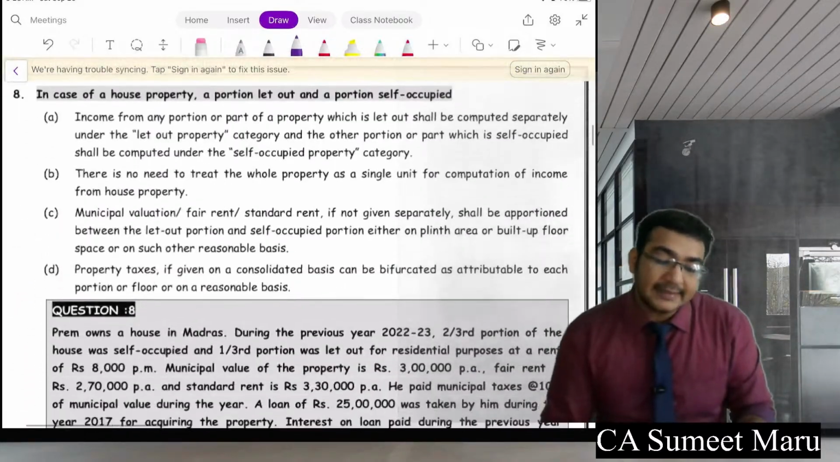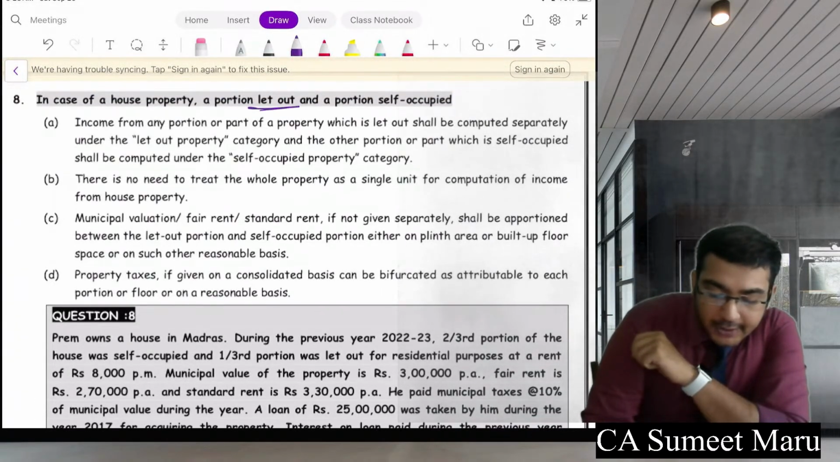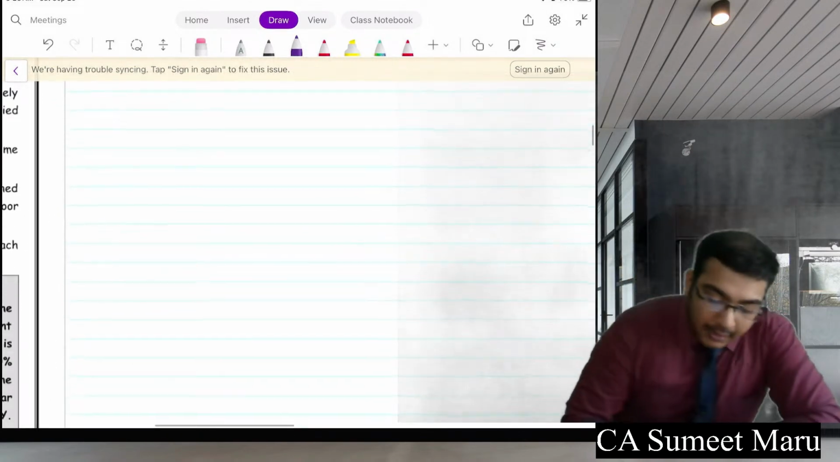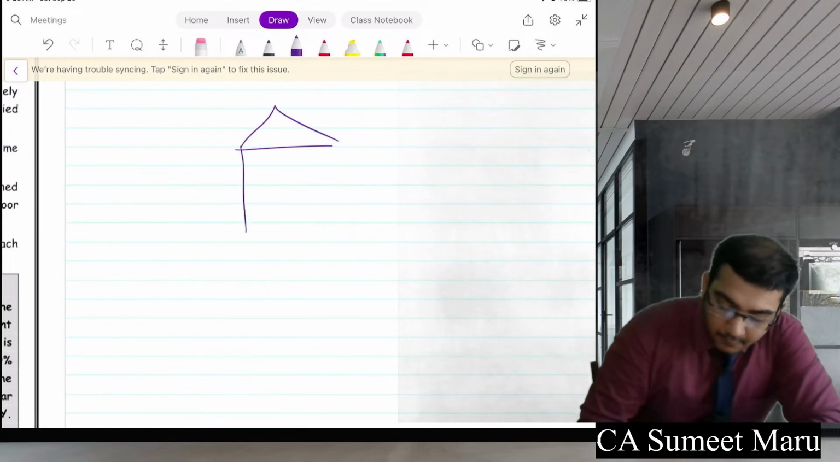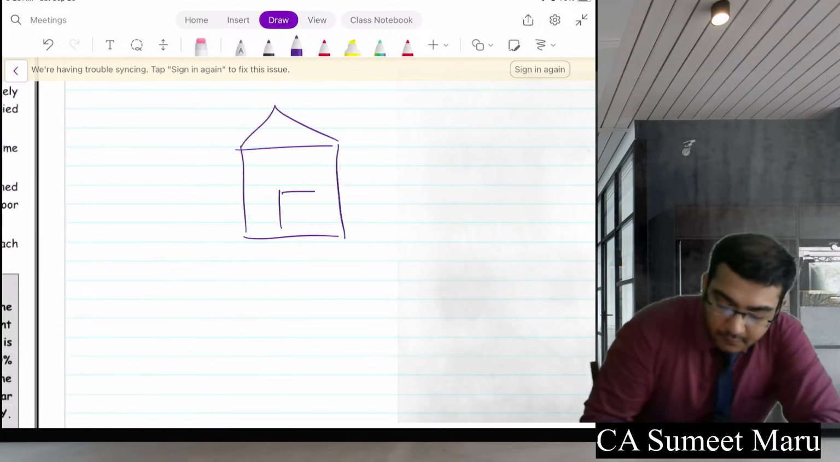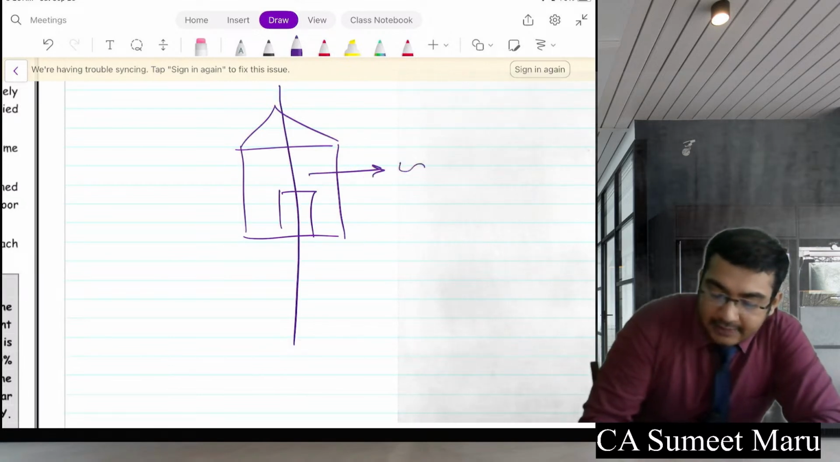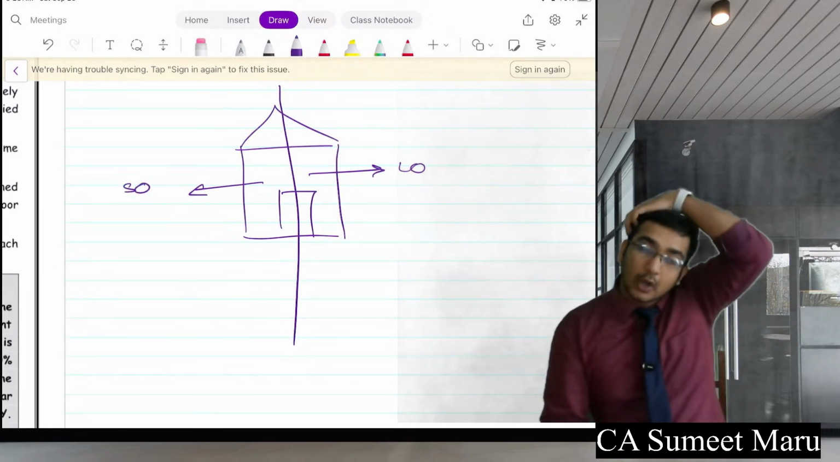Okay. Next situation. In case of a house property, a portion let out and a portion self occupied. मतलब क्या? मतलब आपका घर एक ही है, इसका आपने आधा आधा कर दिया. This portion is let out, this portion is self occupied. In this case, how you are going to solve the question?